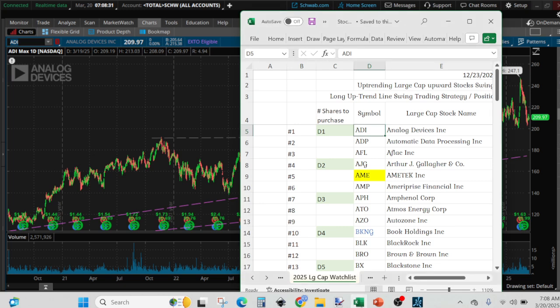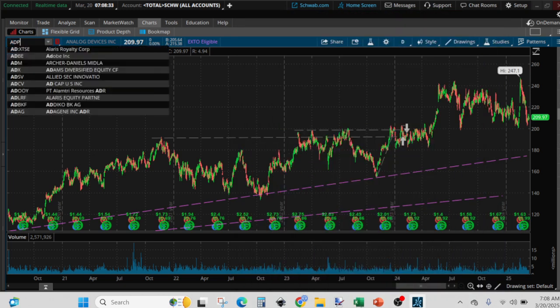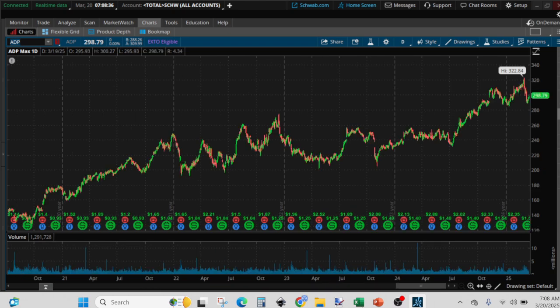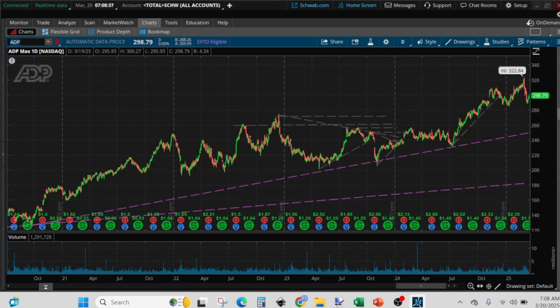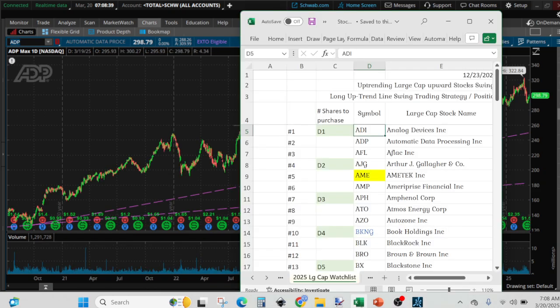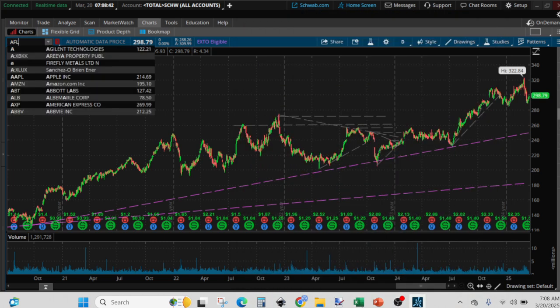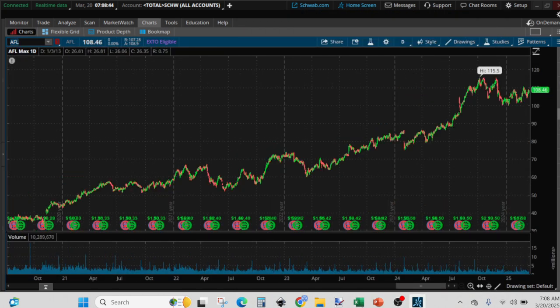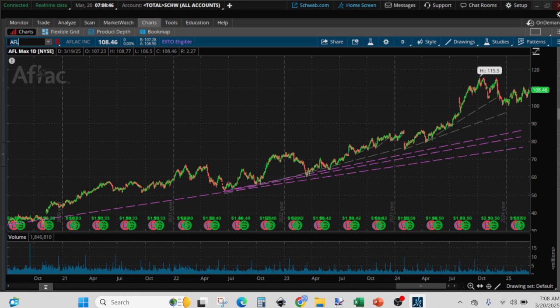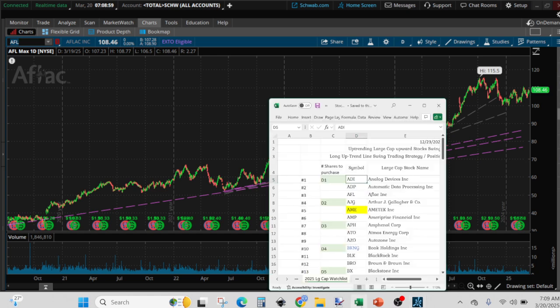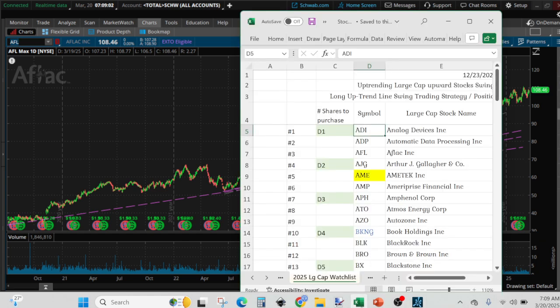So ADP, the price went up yesterday, but it's far from the trend line. We are not buying it. AFL, the price went up yesterday. A green bar just means the closing price is higher than the morning price, and the red bar means the closing price is lower than the morning price when the market's open. So AFL is far from the trend line.